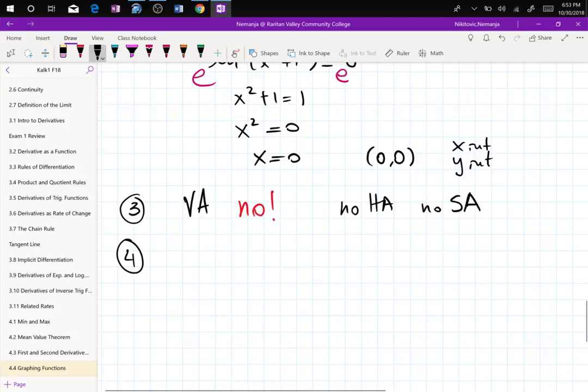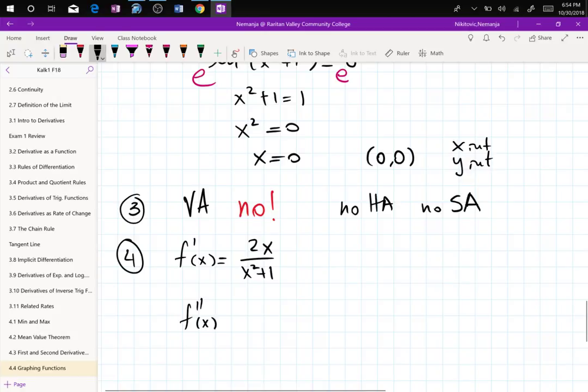Number 4. Derivatives. F prime of x is, hey, we're taking the derivative of ln. Isn't that the nicest thing in the galaxy? Copy the argument as is in the denominator, put its derivative on top, we're done.